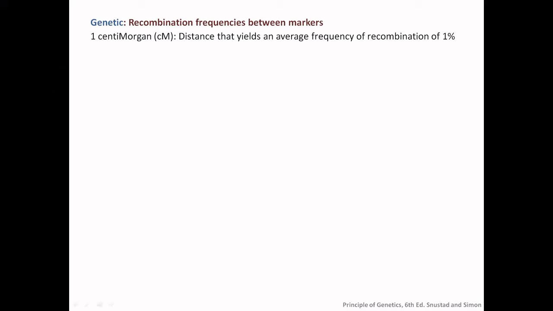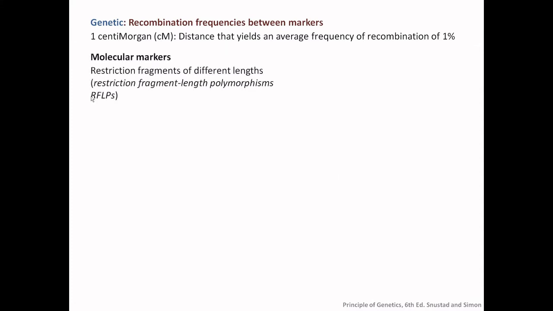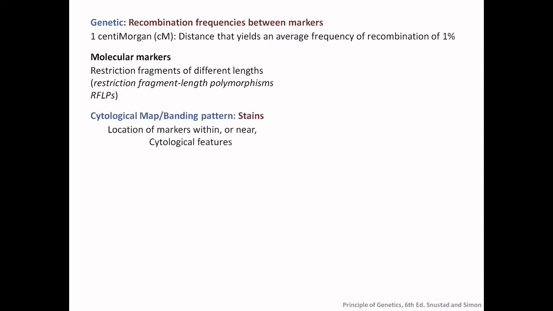Genetic map is also called the recombination map, and it is prepared by the recombination frequency between the markers. 1 centimorgan is equivalent to the distance that yields an average recombination frequency of 1%. The molecular markers in the genetic map can be an RFLP, that we will discuss in one of the following slides. RFLP stands for restriction fragment-length polymorphism.